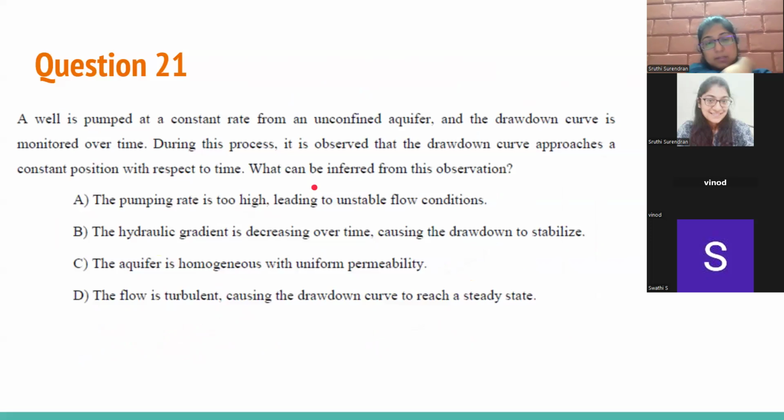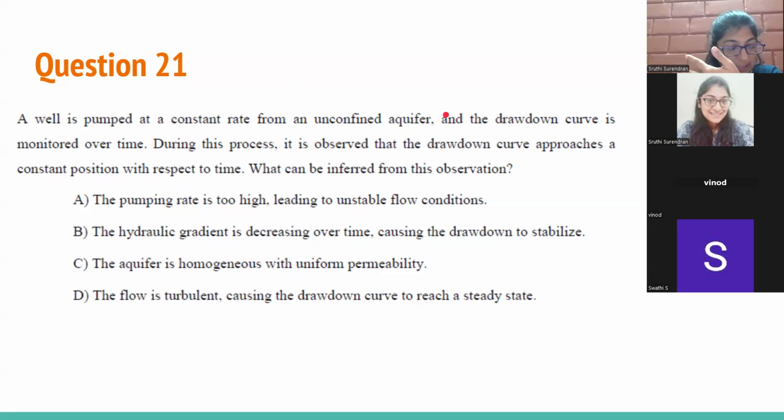Now let's move on to this question and what these options imply. So if this condition has to be reached, that is, the well is being pumped at a constant rate, it is given that it is being pumped at a constant rate, the aquifer is unconfined, drawdown is monitored over time, and it is also reaching a constant position with respect to time. That itself says that it is a steady state condition. That is, if the drawdown is approaching a constant position with respect to time, it is the steady state flow through an unconfined aquifer.